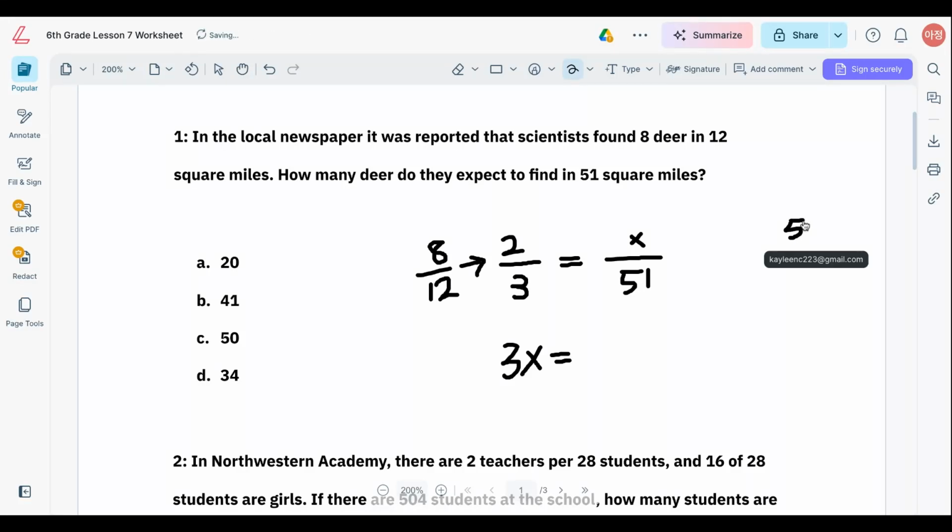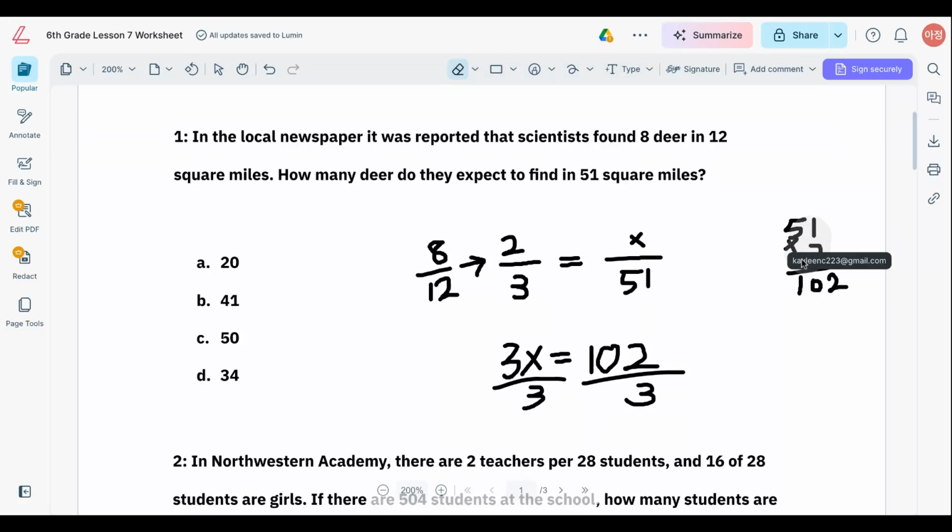Let's do it on the side. 51 times 2 is 102. Now to get x by itself, we divide by 3. So 102 divided by 3. Let's do that on the side here using long division.